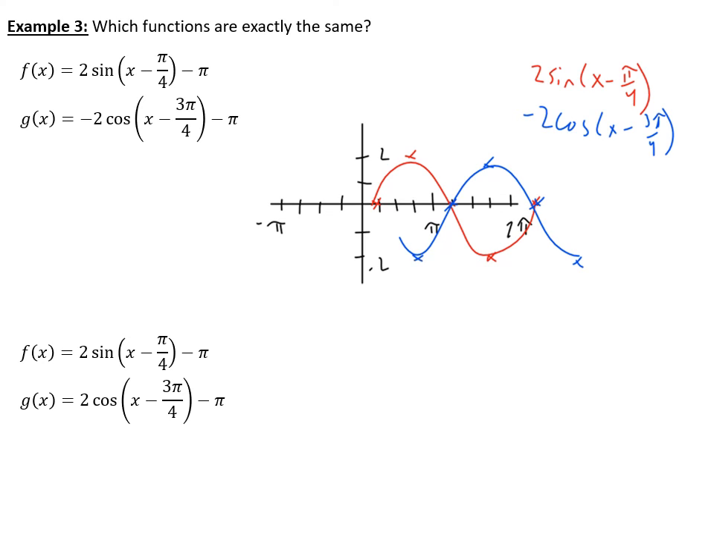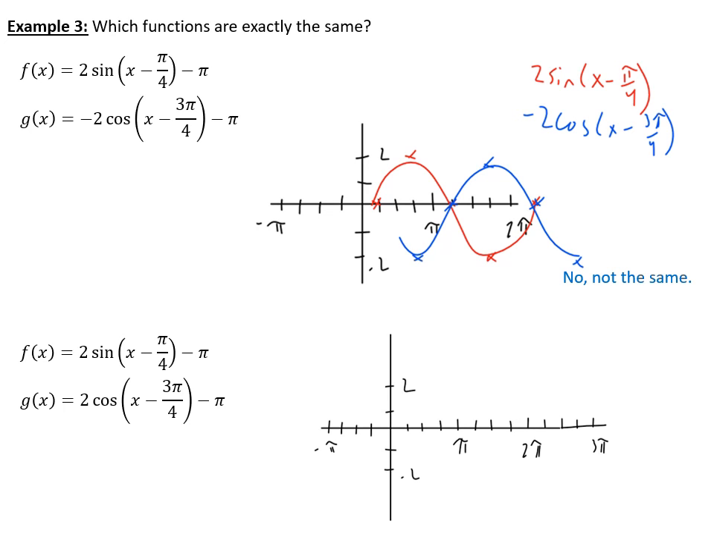But if you take a look, thinking about this, what if I took that blue one and reflected it back, in other words, made it positive? They'd be starting at 3 pi over 4, they'd both be starting at their maximum. That's kind of what you see in the last one. So those, the third pair, no, not the same.